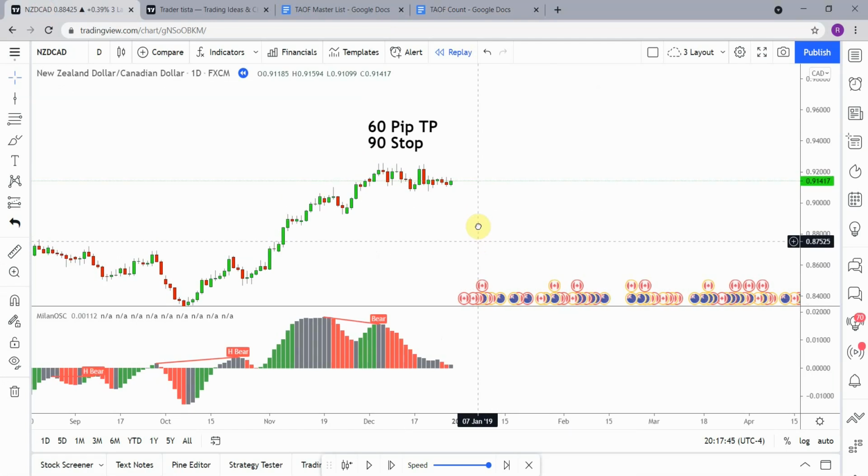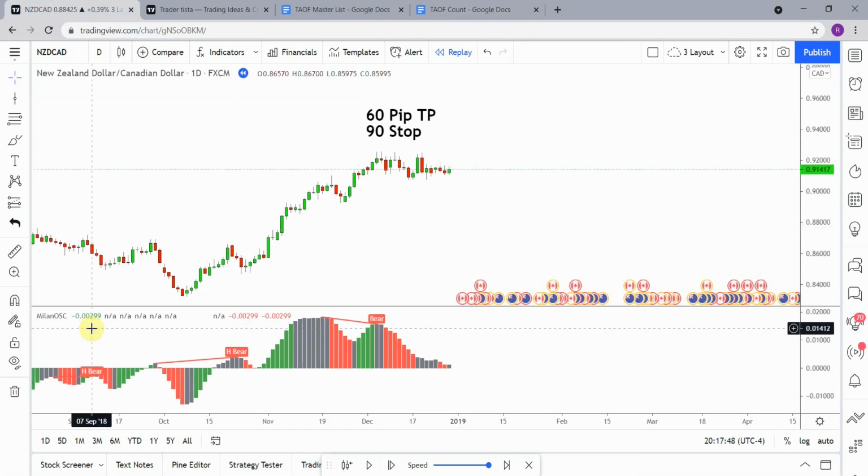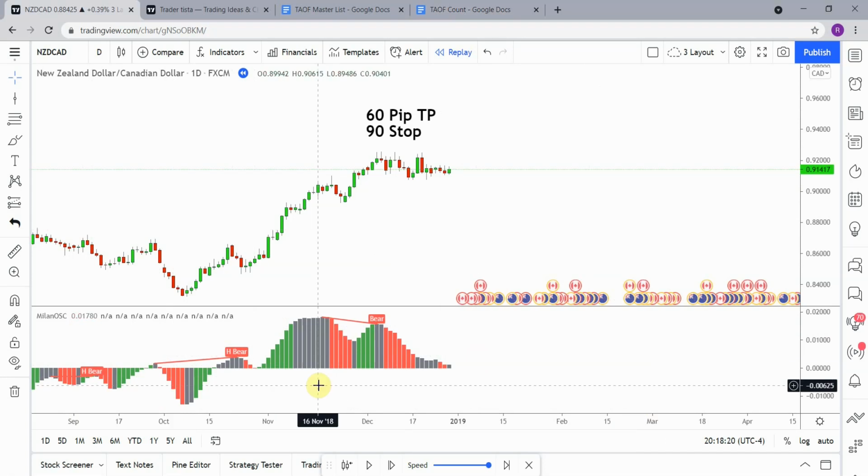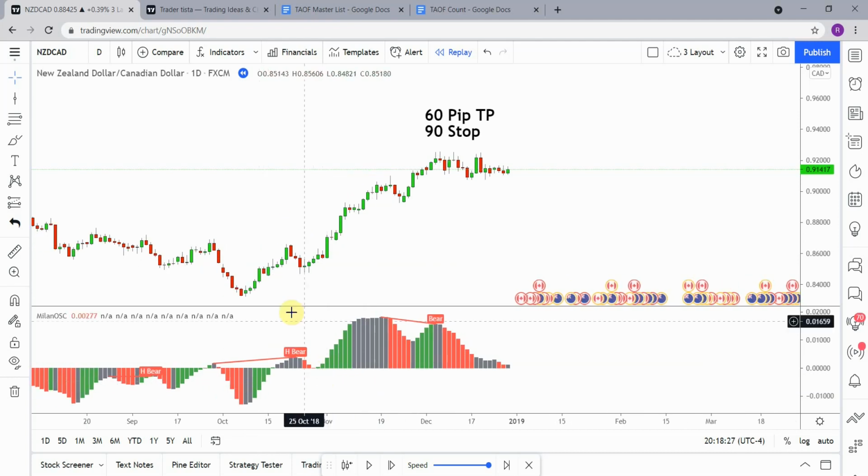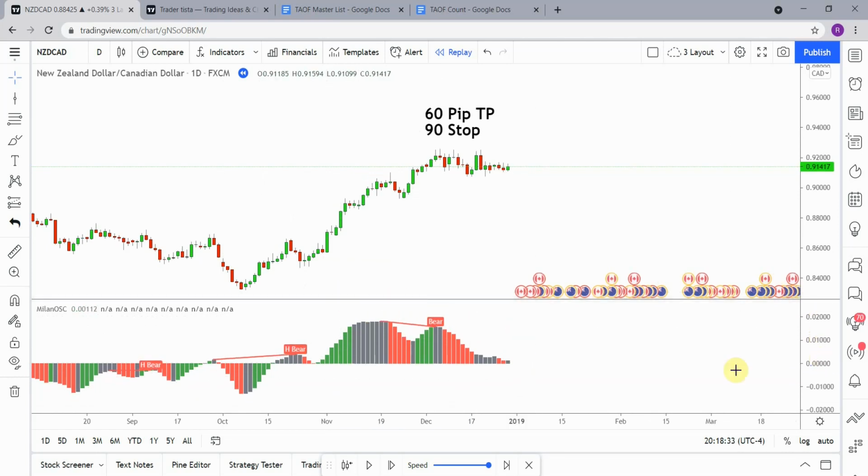Alright, so today's indicator is the Milan Oscillator indicator. You can see it here on the bottom of the screen. As you can see, this indicator was developed to find divergence and display that on screen as an indicator. What we are going to do though is test it just slightly different than what it is made to do.